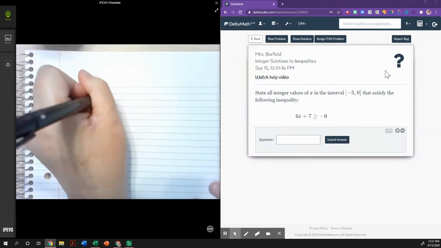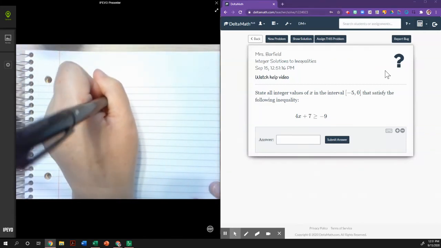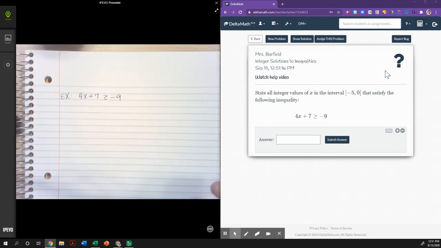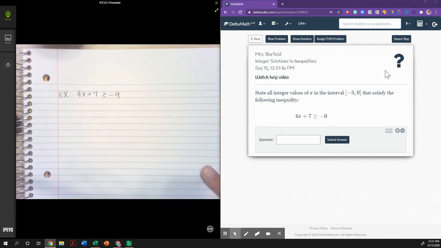Okay, so let's look at some more examples of integer solutions to inequalities. What you're going to do here, it says state all integer values of x in the interval from -5 to 0 that satisfy the following inequality.